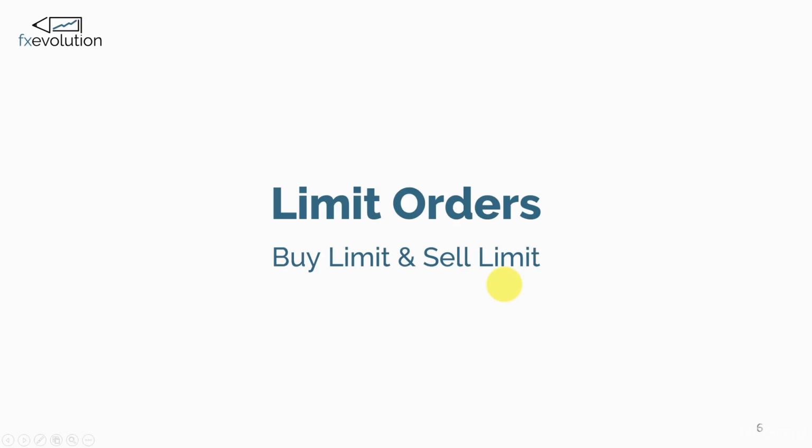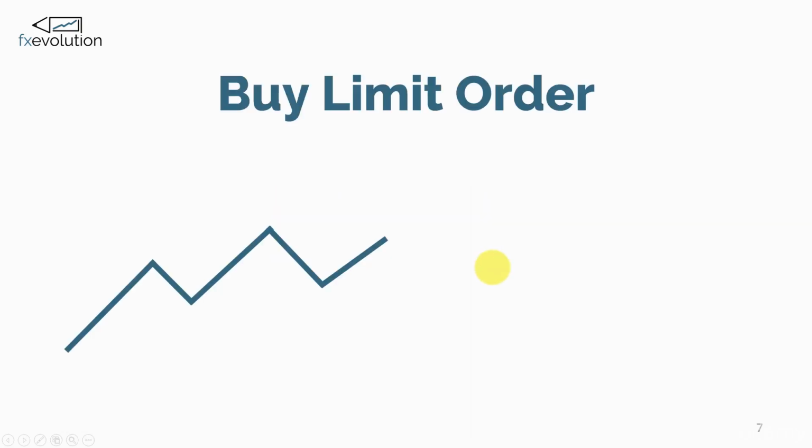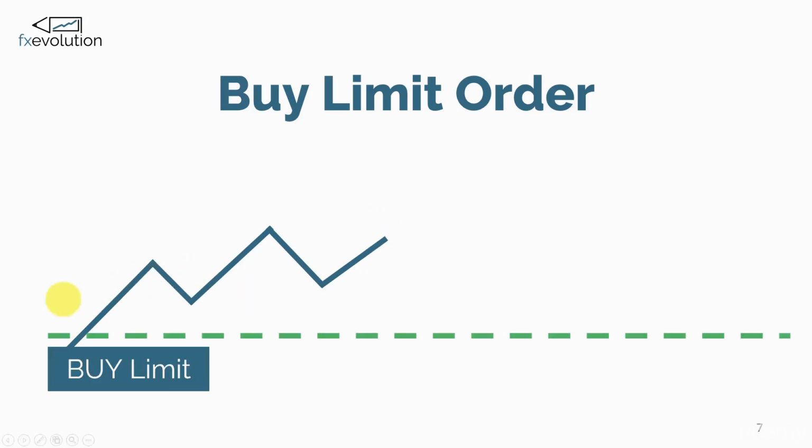Let's now take a look at limit orders, specifically buy limit and sell limit orders. So again, we've got the upward trending market, but this time we don't want to buy it at market price, we want to buy it at a better price. So we still believe that the trade is going to continue going up over time, but we want to set what we call a buy limit order.